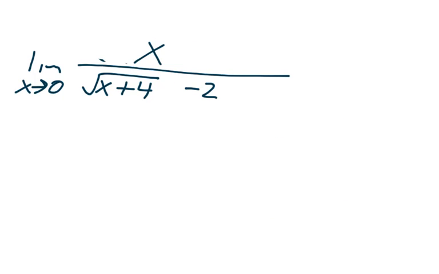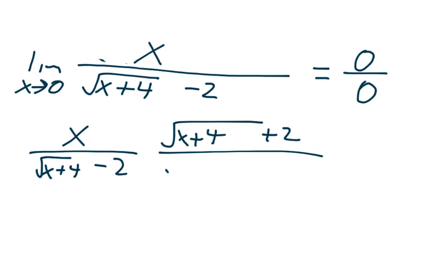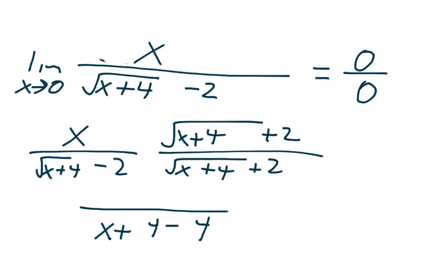Okay, for this next one, we have, once again, the square root, limit as x approaches 0. And we wind up with 0 over 0. This time I am going to rationalize the denominator because, once again, that's where I have my square root. And so on the bottom I have x plus 4 minus 4. And on the top we have x times the square root of x plus 4 plus 2.